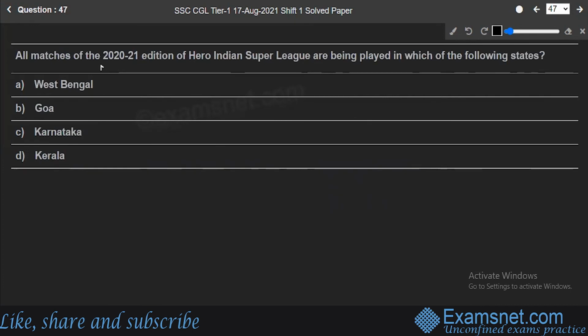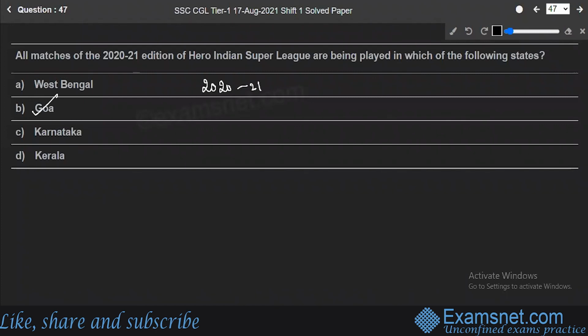All matches of 2020-21 edition of Hero Indian Super League were being played in which of the following states? West Bengal, Goa, Karnataka, or Kerala? The 2020-21 Indian Super League season was held in the Fatorda Stadium in Margao, the GMC Athletics Stadium in Bambolim, and the Tilak Maidan Stadium in Vasco da Gama, Goa. Right? Mumbai City became the champions after beating ATK Mohan Bagan in the final.